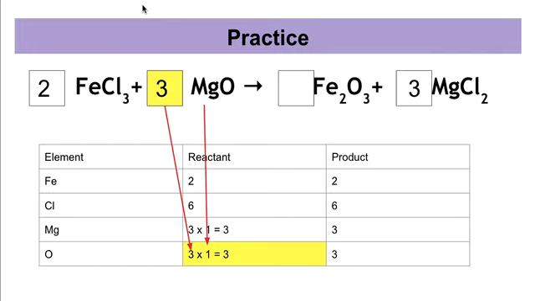So, as you look at this, I have 2 iron on the reactant and on the product side, 6 chlorine on the reactant and the product side. I have 3 magnesium on the reactant and the product side, and I have 3 oxygen on the reactant and the product side. If you got through this, you pretty much understand how to balance chemical equations.